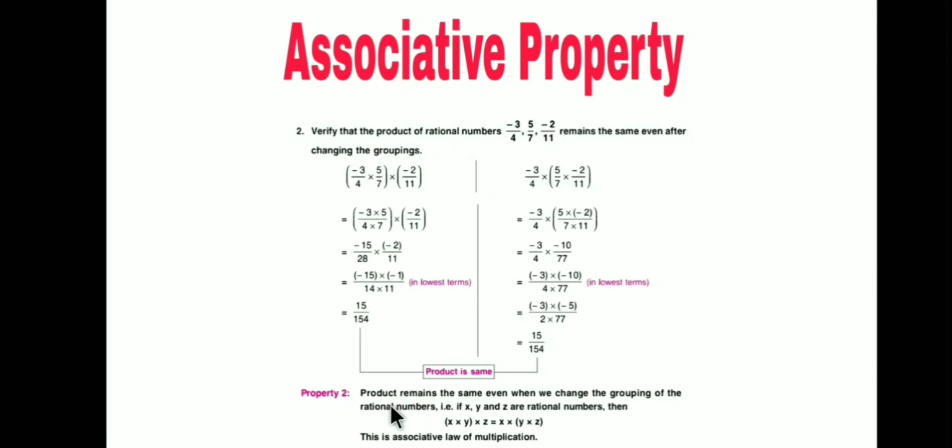This shows that product remains the same even when we change the grouping of the rational numbers. That is, if x, y, z are three rational numbers, then (x into y) into z is equal to x into (y into z). If we make a group of the first two rational numbers and then multiply it with the third rational number, or if we make a group of the second and third rational numbers and then multiply the product to the first rational number, in both the cases the answer remains the same. This is the associative property of multiplication.